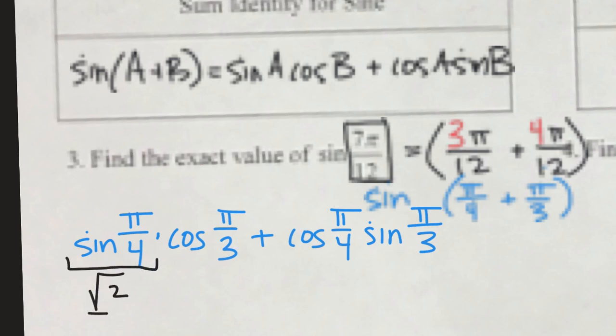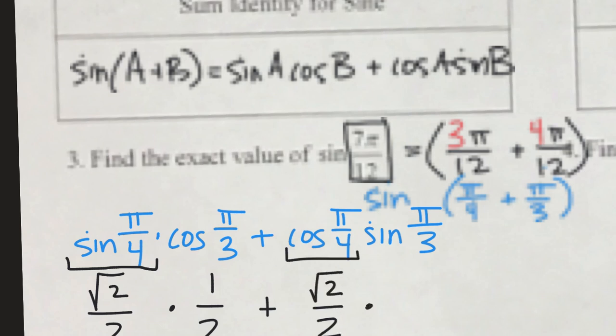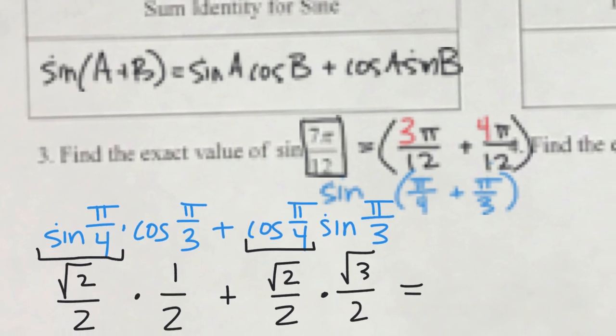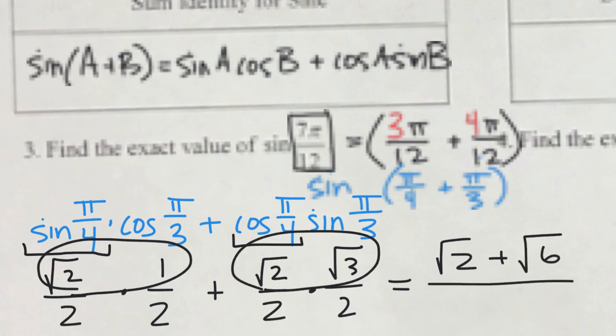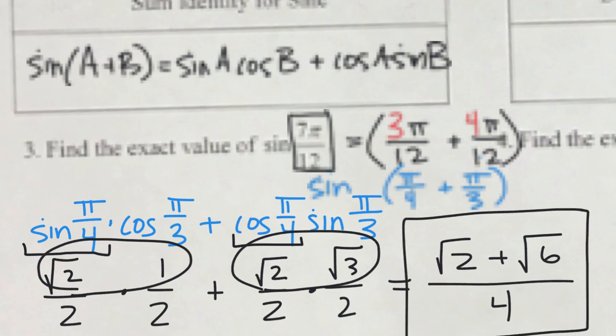Sine at pi over 4, root 2 over 2. Cosine at pi over 3, 1/2. Cosine at pi over 4, root 2 over 2. Sine at pi over 3, root 3 over 2. Okay, and employing that same exact algebra we just did, root 2 times 1 is root 2. Root 2 times root 3 is once again root 6, all divided by the same denominator of 4. And that is our exact value for the sine at 7 pi over 12.